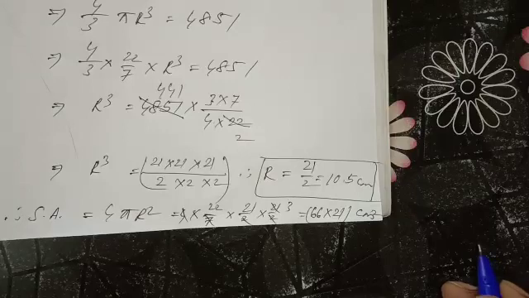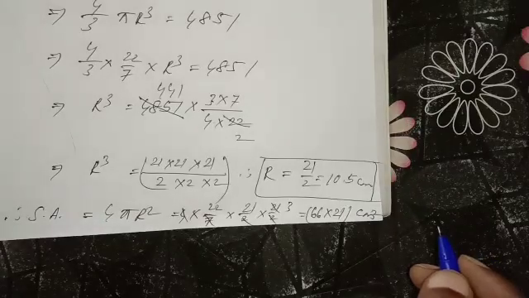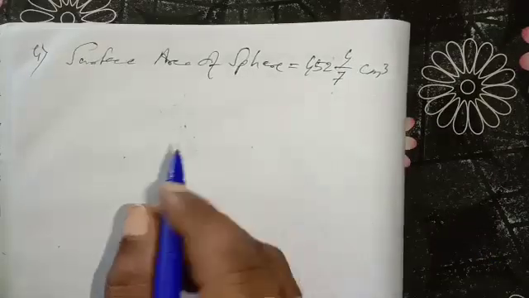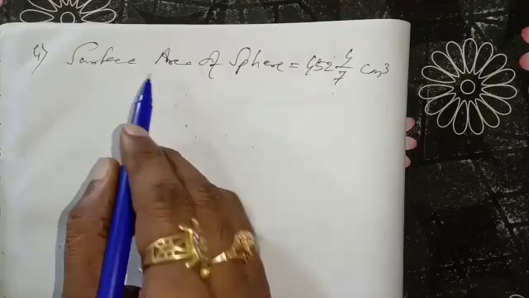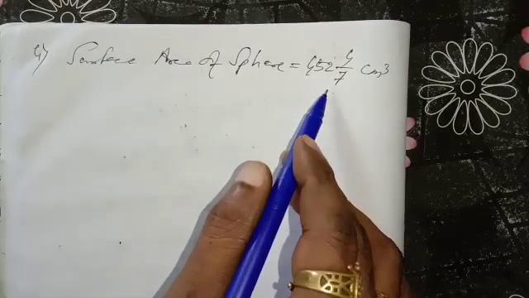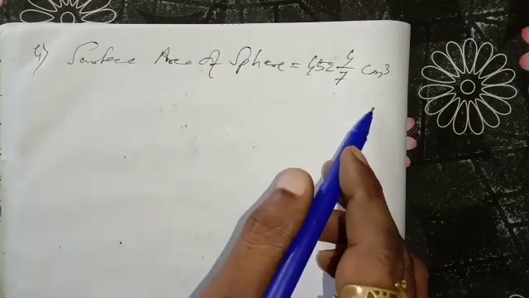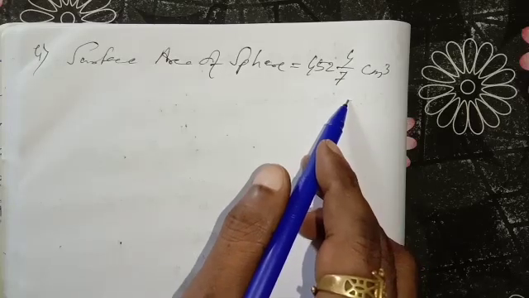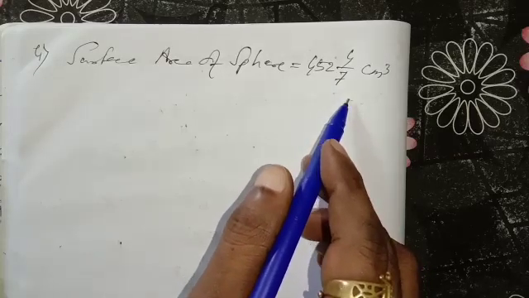In this way, number 3 is also completed. Let us go to number 4. Just see the question number 4. The surface area of the sphere is given as 452 4 by 7 centimeter square. You have to find out the radius of the sphere as well as the volume of the sphere.